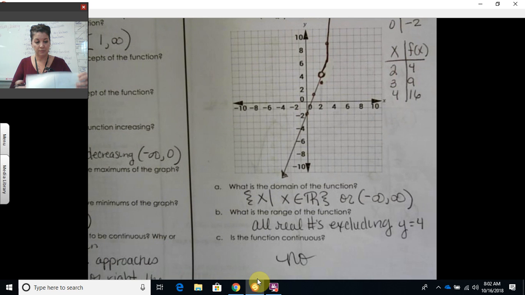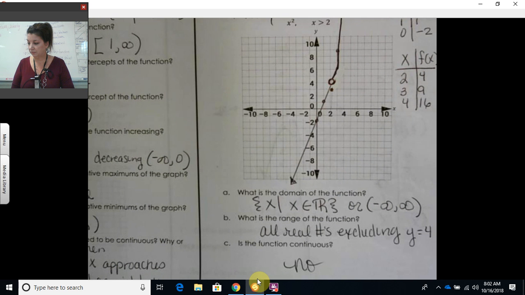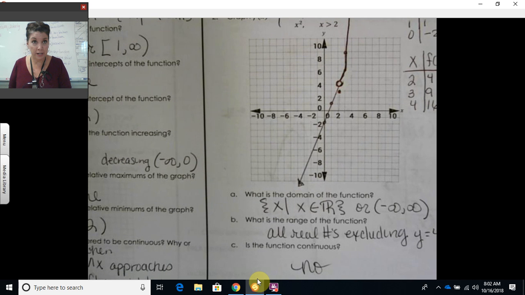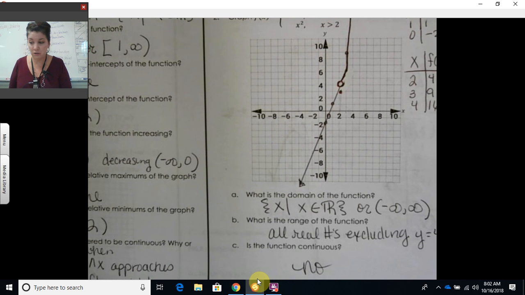Alright, anybody have questions before we go on to section 3, topic 4, which is more graphing and writing piecewise defined functions. It's a part 2. This one was really fast.